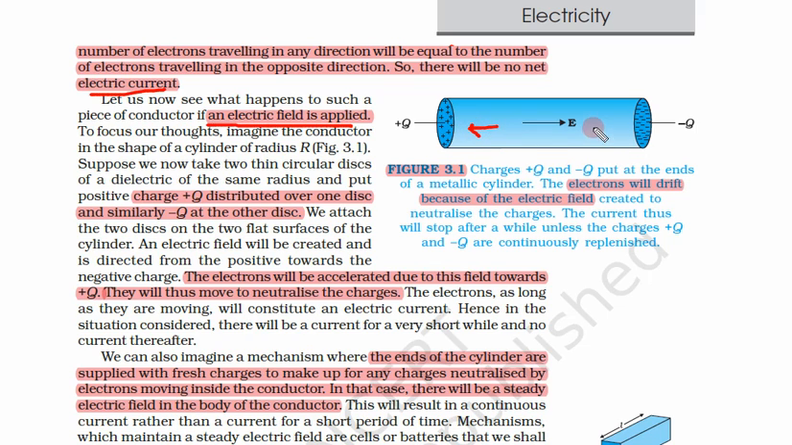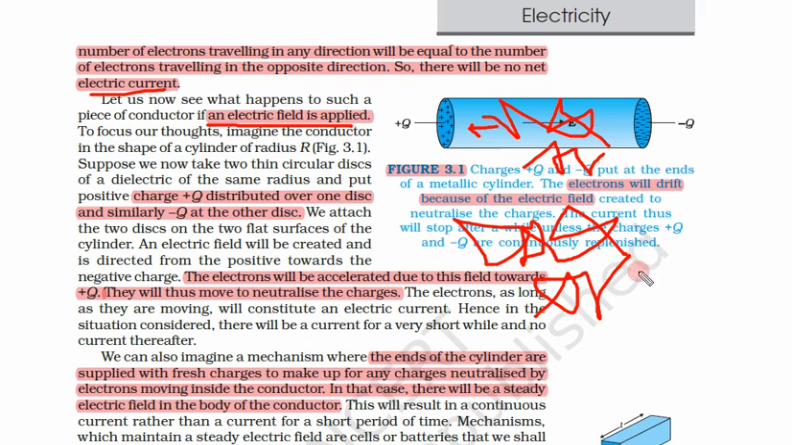That means more number of electrons will start moving in this left side and less number of electrons will move on this right side. Or we can say the movement towards the left is more, though it is random, but it is more towards the left, and movement towards the right is less.